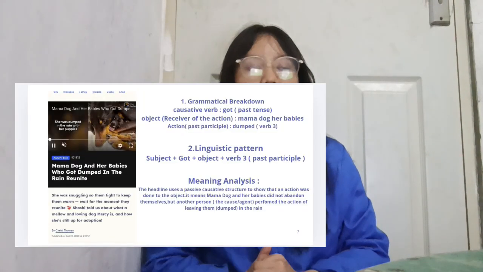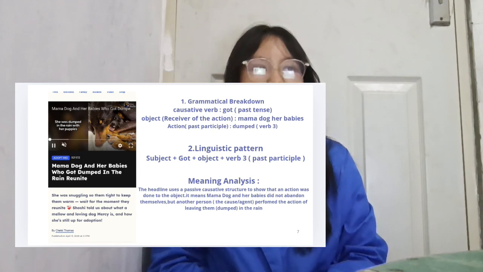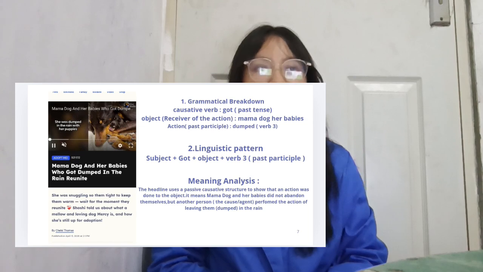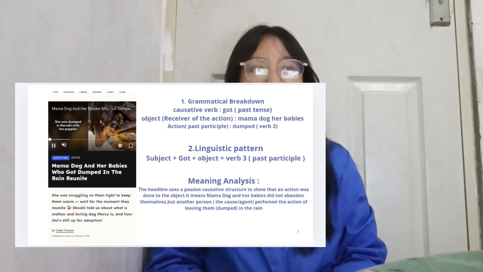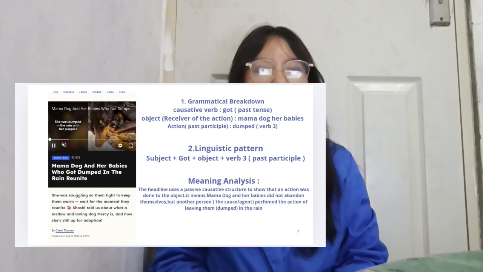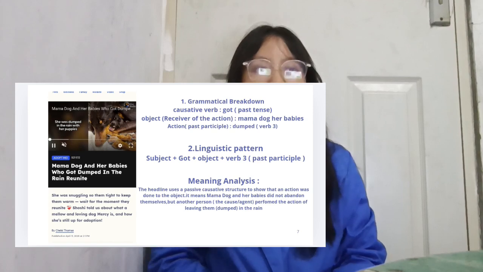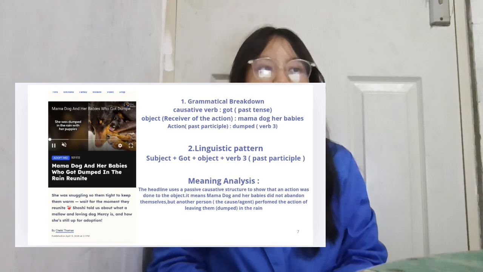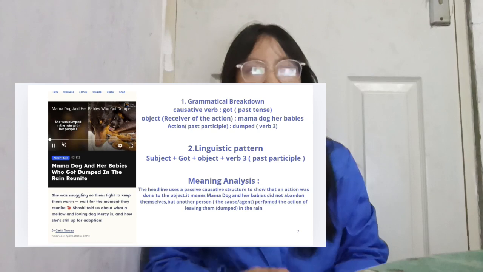Grammatical breakdown. The causative verb got is in the past tense, followed by the object, the receiver of the action, then the action in the past participle, verb 3. Linguistic pattern: subject plus got plus object plus verb 3, past participle. Meaning analysis: the headline used a passive causative structure to show that an action was done to the object. It means the mama dog and her babies did not abandon themselves, but another person, the causer or agent, performed the action of leaving them drenched in the rain.